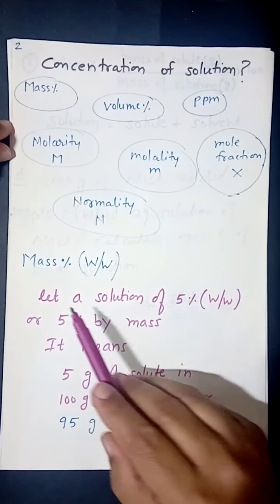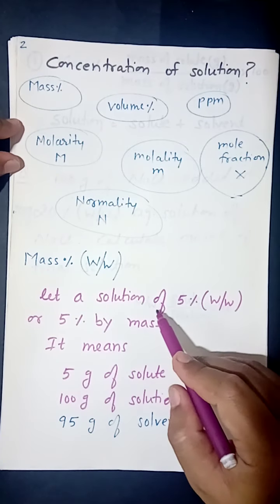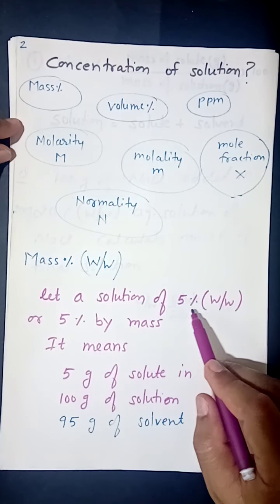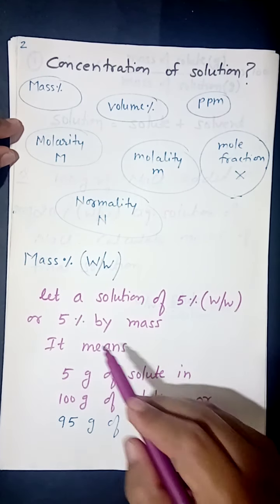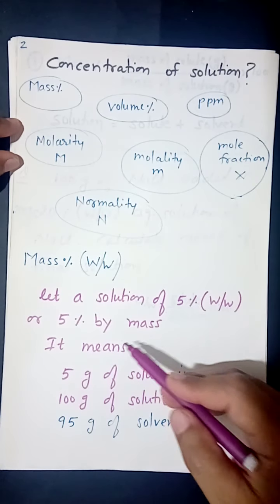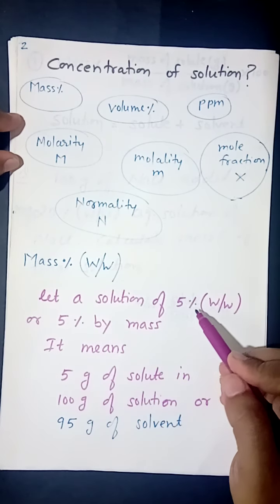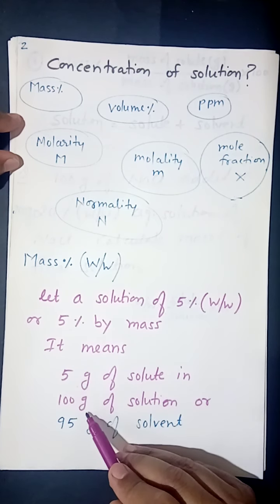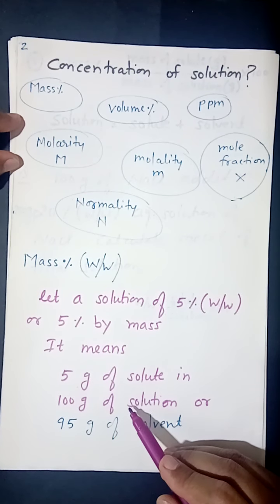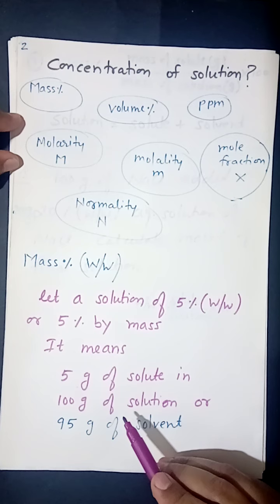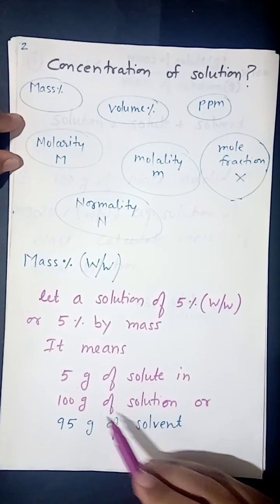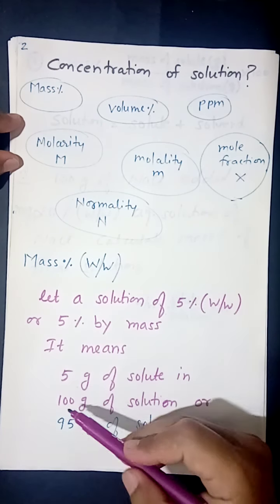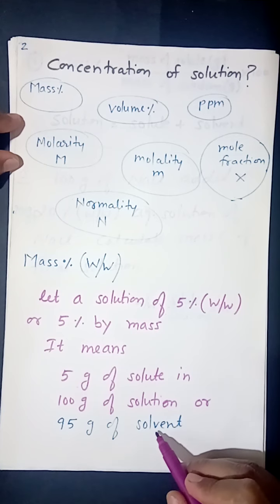For example, if you are given a solution which is labeled as 5% by mass. Now it is given in two different ways: 5% W by W, weight by weight, or you can say by mass. Both have the same meaning. So if you are given a 5% solution by mass, this means 5 gram of solute present in 100 gram of solution. 5% means 5 out of 100. Here 5 is solute and 100 is solution. Or you can say in 95 gram of solvent.